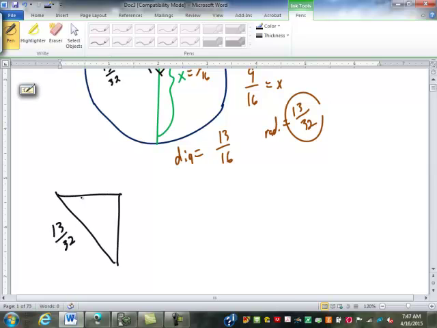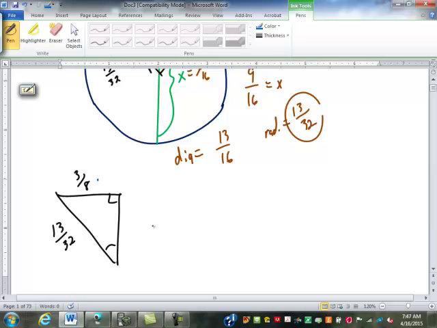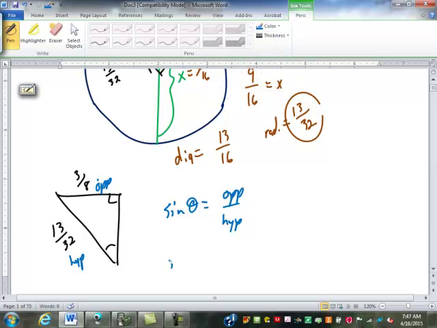13/32, 3/8. Here's my right angle. Here's the angle I'm looking for. According to that angle, I have opposite and hypotenuse, which is sine. Bringing up my definition of sine: sine of an angle is opposite over hypotenuse. Do I know the angle? No. The angle is what I'm looking for here. Opposite side is the 3/8. Hypotenuse is 13/32.